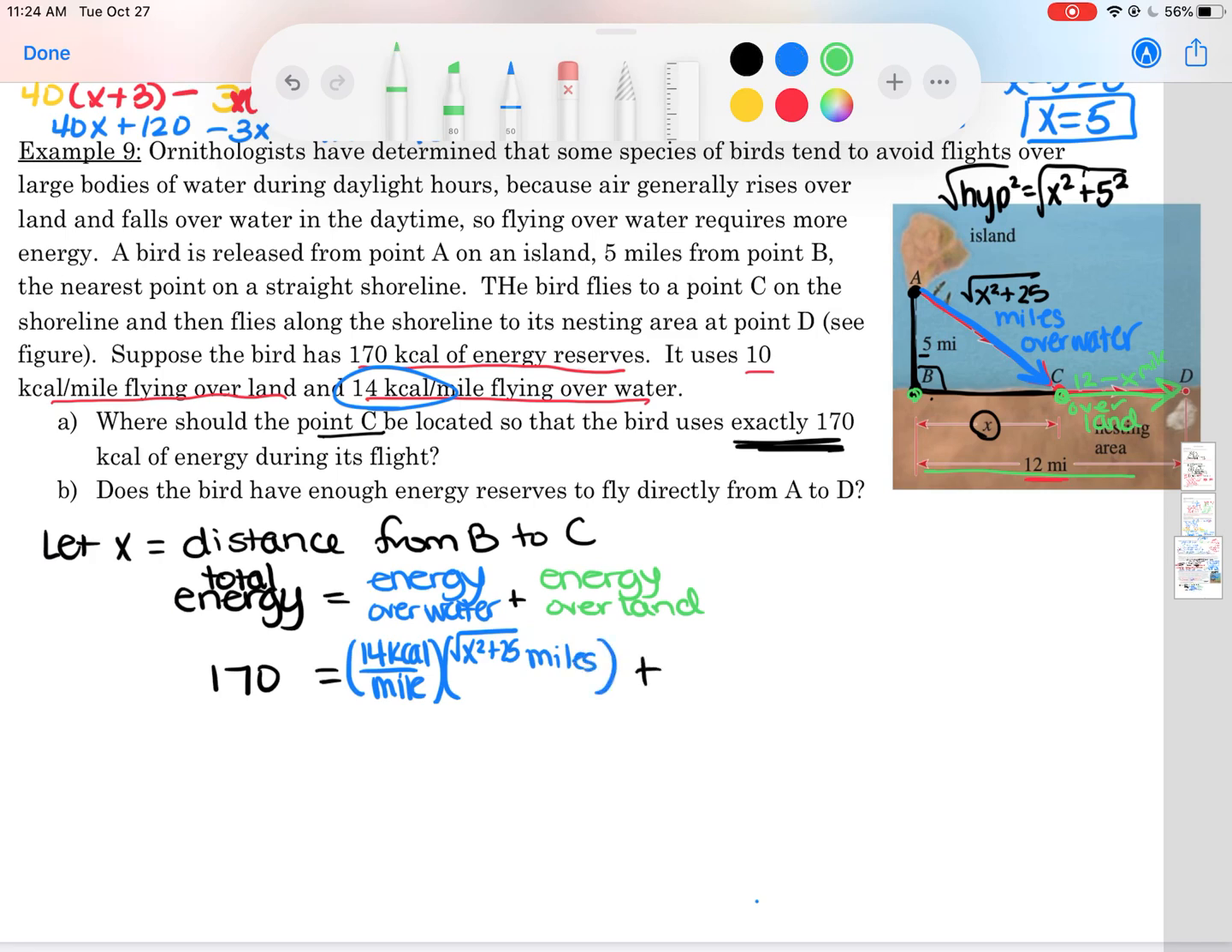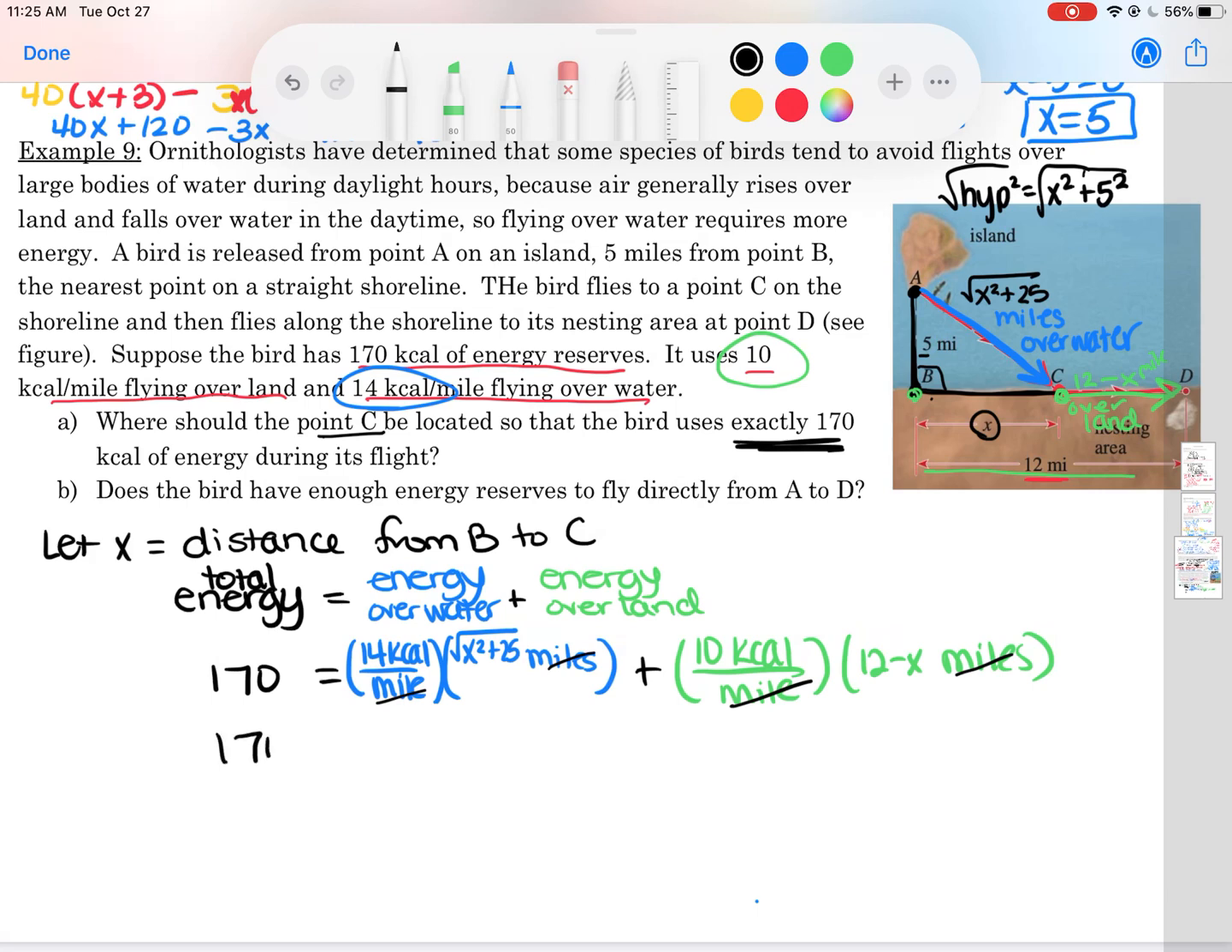Okay, to that we're going to add the land energy. So we know it takes 10 kilocalories per mile, and we're going to multiply that by the land distance, which is 12 minus X miles. Okay, and now we're just going to multiply. So the miles will cancel out. That's going to give us just kilocalories.